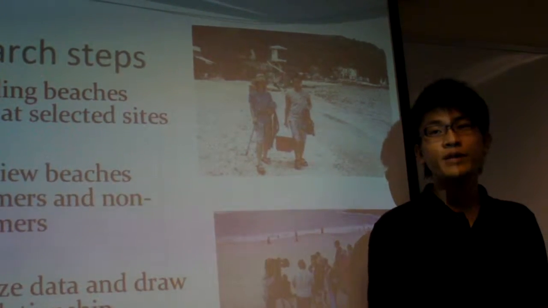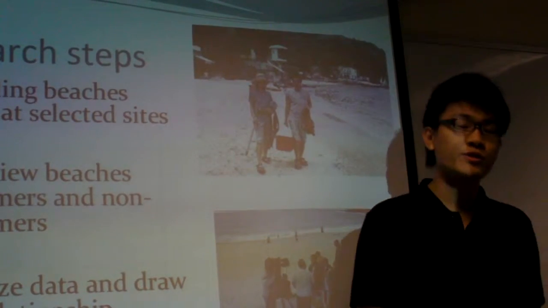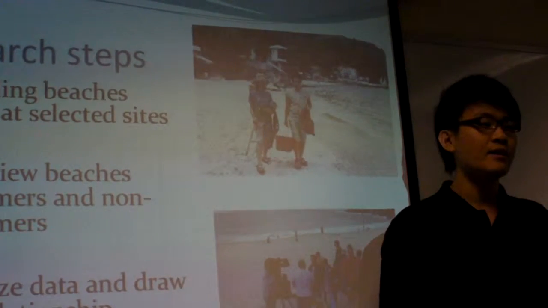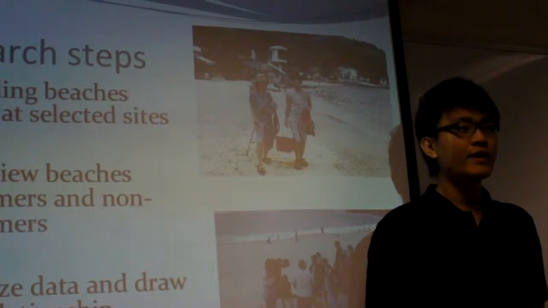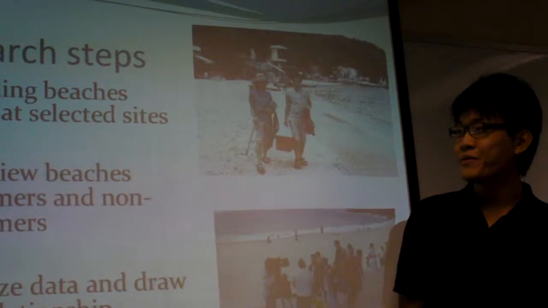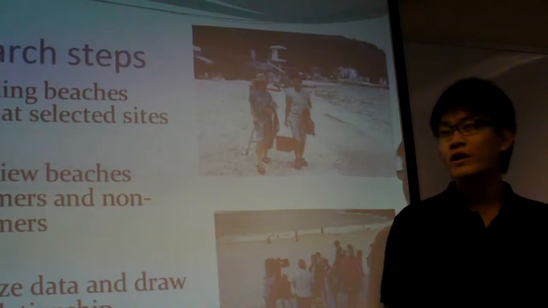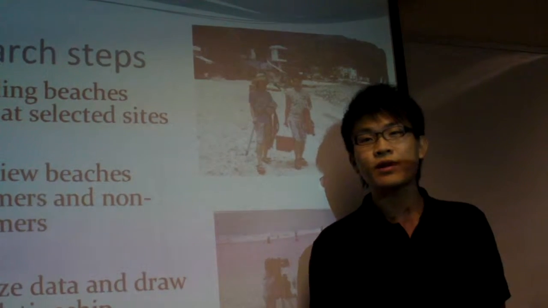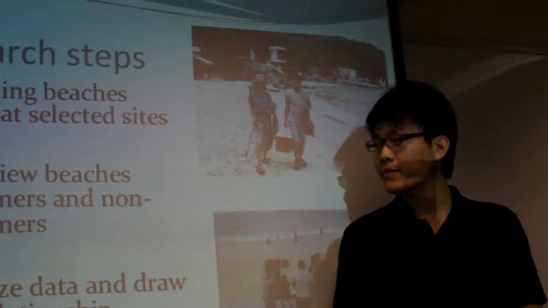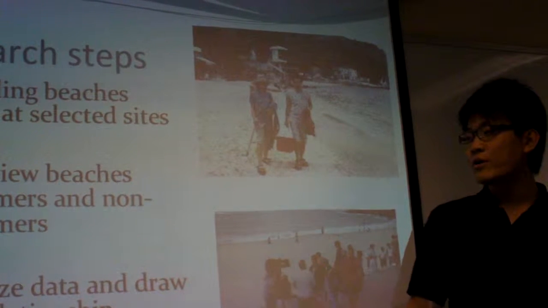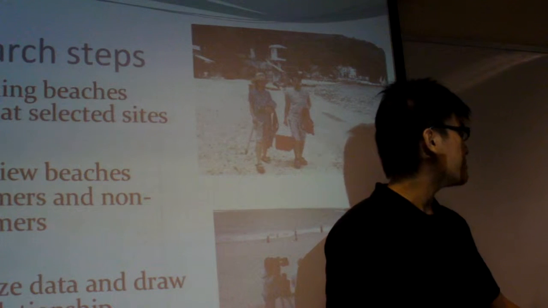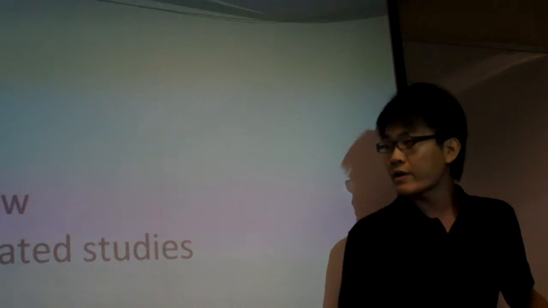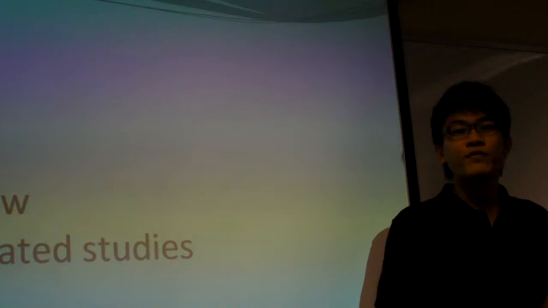Let me briefly explain the research steps for you. First, we select several beaches in Hong Kong, and then we sample water over there, and together we will interview beachgoers, including both swimmers and non-swimmers, so that we can make the comparison between them. Finally, we collect all the data and analyze them, so that we can draw a relationship between them. In the following parts, we will look at some similar studies together.